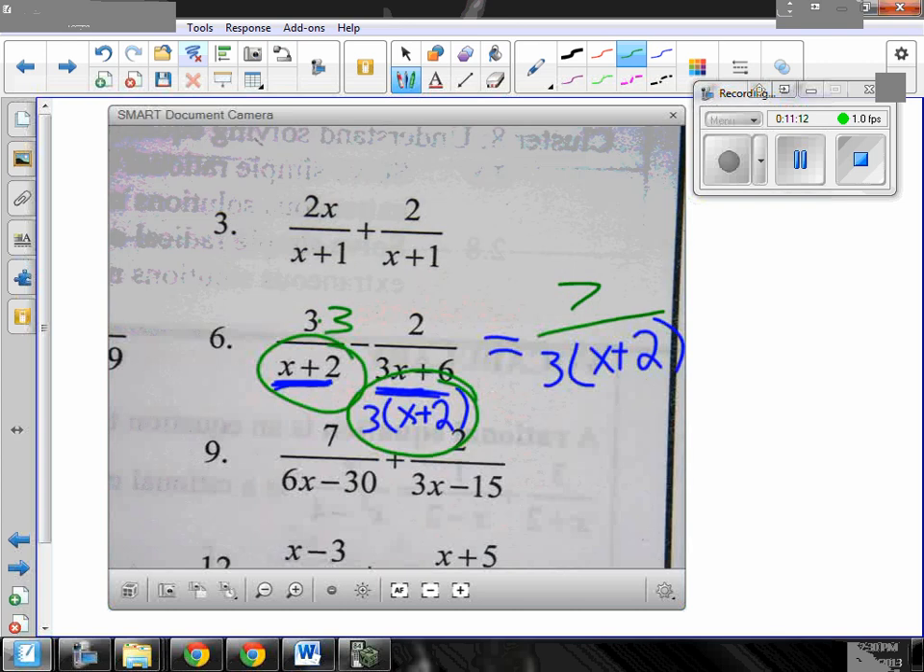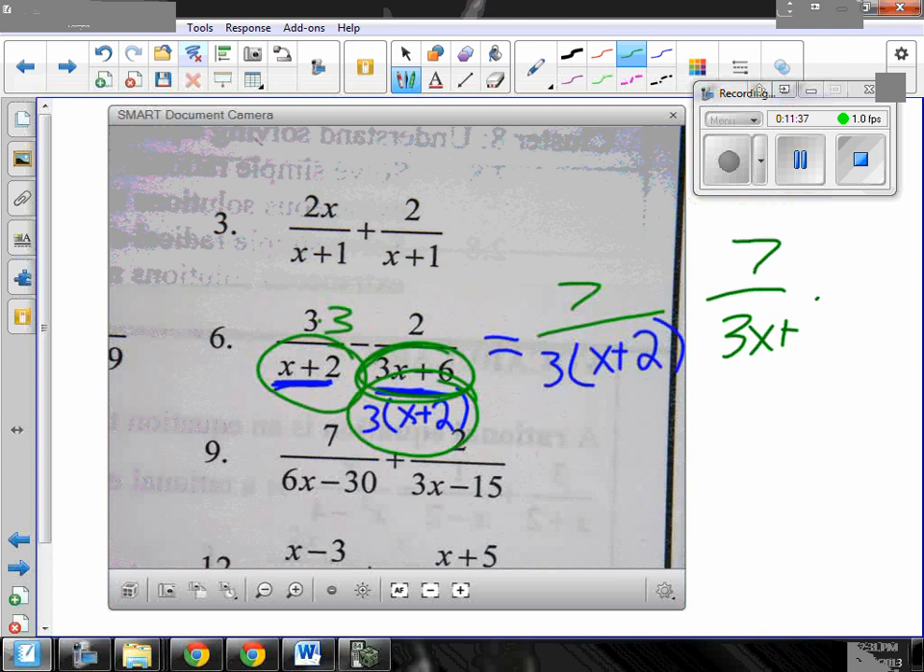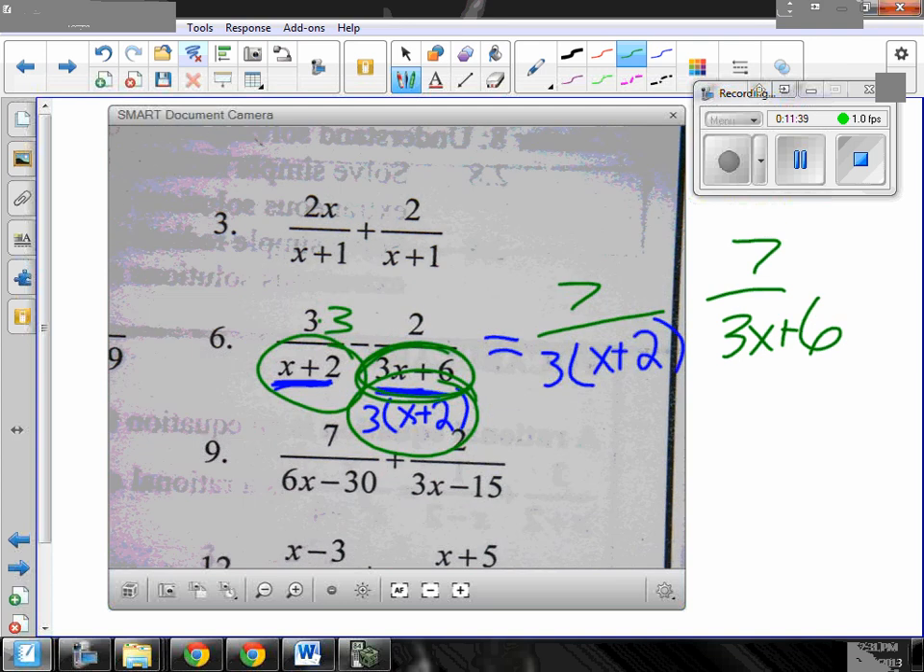Is anything going to cancel? No, so I need to multiply the denominator again, but I already know what it is. It's this. And that will speed things up for you. A lot of times you already know what the denominator should be, so don't waste your time multiplying it back in. So the answer is 7 over 3x plus 6. Okay.